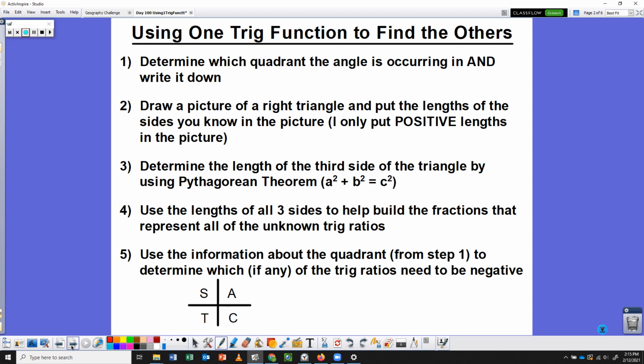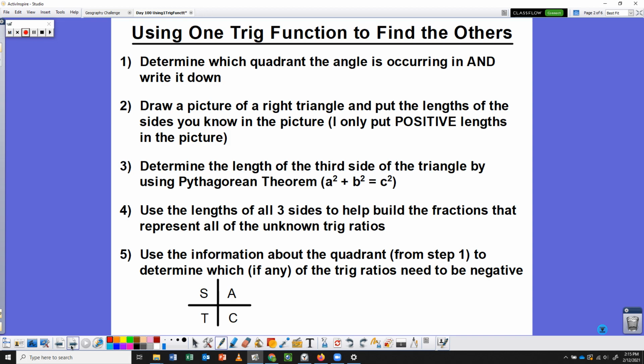All right, step number 3, we're going to determine the length of the third side of the triangle by using the Pythagorean theorem. In other words, a squared plus b squared equals c squared. Remember, c would be the hypotenuse in the right triangle. That's the one on the side by itself. Step number 4, we're going to use the lengths of all 3 sides of the triangle to help us build the fractions that represent the unknown trig ratios.